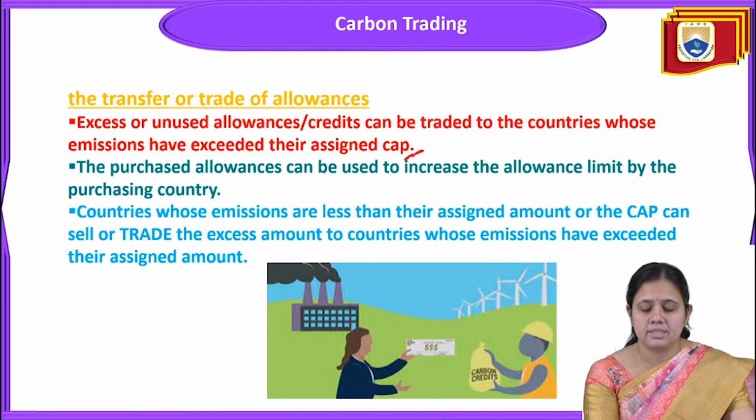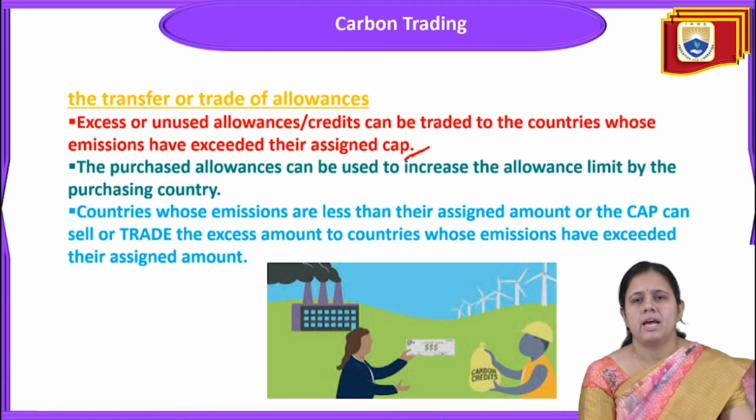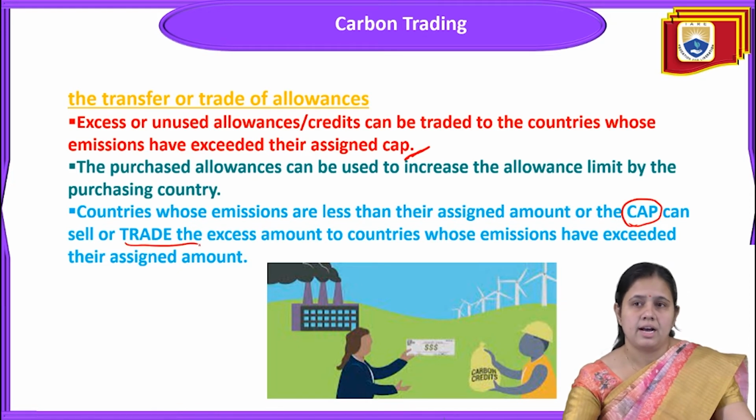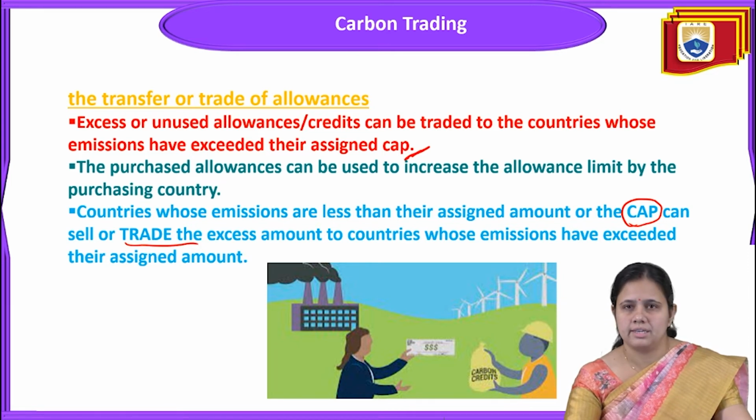cap. It can be allowed to those countries that have exceeded their assigned cap, and this purchased allowance can be used to increase the allowance limit by the purchasing country. Countries whose emissions are less than their assigned amount or the cap can sell or trade the excess amount to countries whose emissions have exceeded their assigned amount.